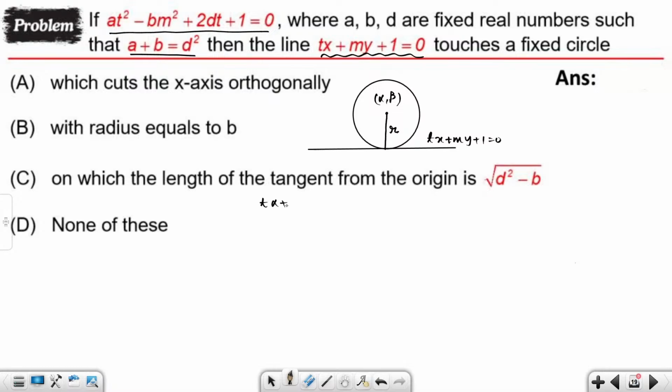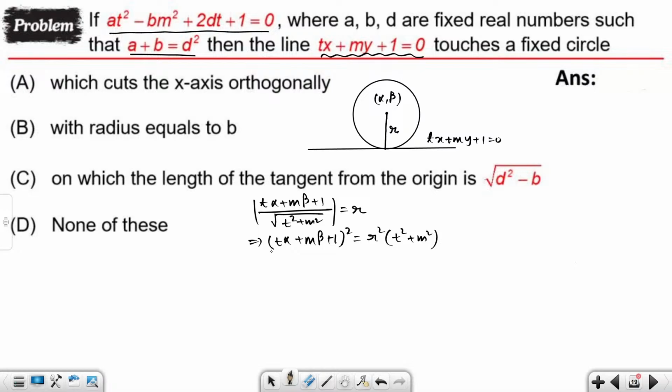It's over root of t square plus m square, which is nothing but this perpendicular length, which is nothing but its radius. So we can write t alpha plus m beta plus 1 whole square is r square into t square plus m square. Am I correct?